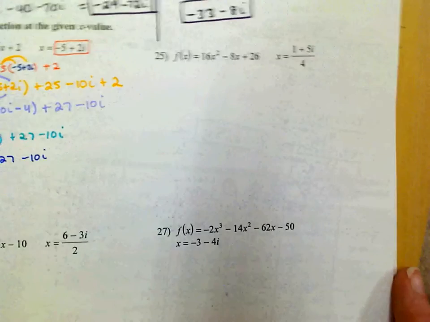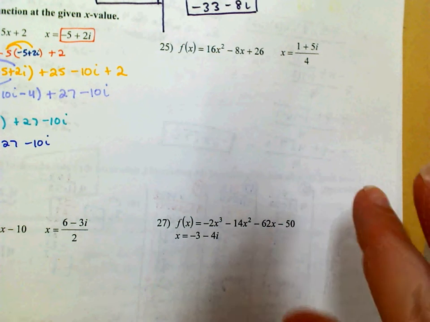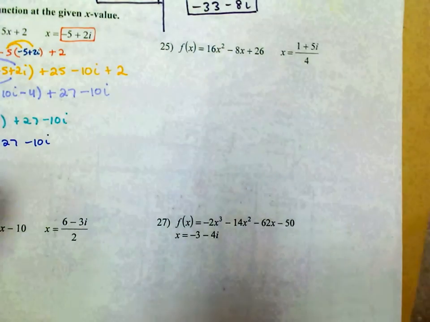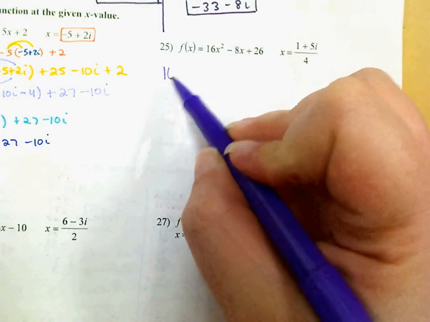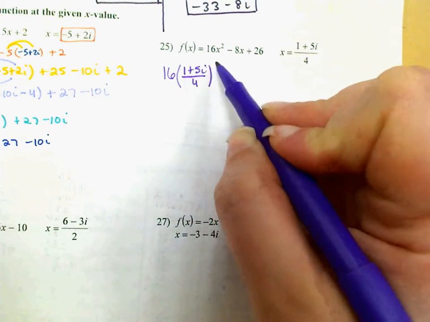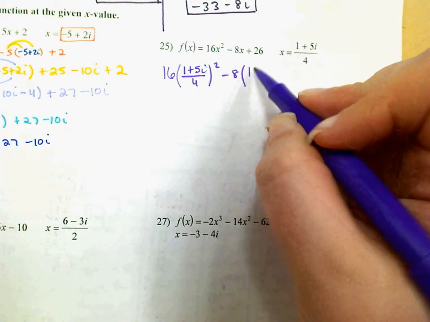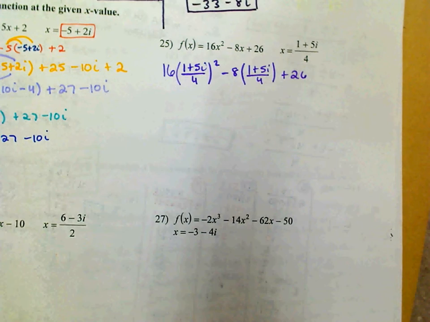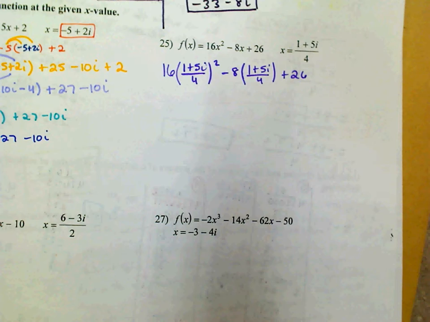Okay? Now on 25, it's similar. I've got a quadratic, and everywhere I see an x, I'm supposed to replace it with this rational expression, 1 plus 5i divided by 4. Now, that can be very intimidating to some when you're plugging in this fraction, but let's just take it piece by piece and work it and see if you understand it. So I've got 16 times 1 plus 5i over 4 squared minus 8 times 1 plus 5i over 4 plus 26. So everywhere I see an x, I replace it with 1 plus 5i divided by 4.